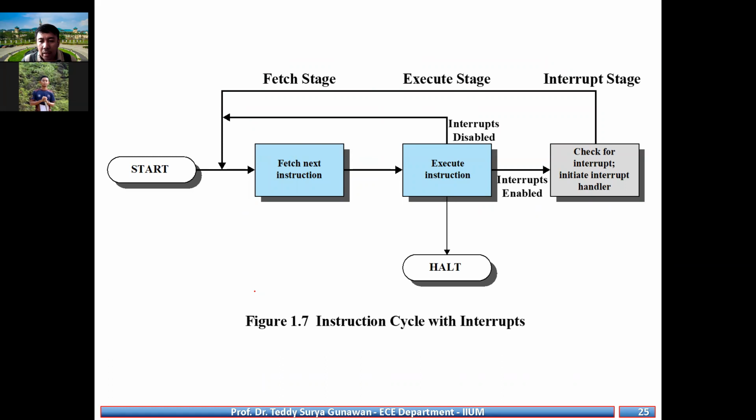So the interrupt cycle: you will check for interrupt. If interrupt is enabled, check for interrupt. If there's an interrupt, then you go to the interrupt stage. If not, then you continue with execute.